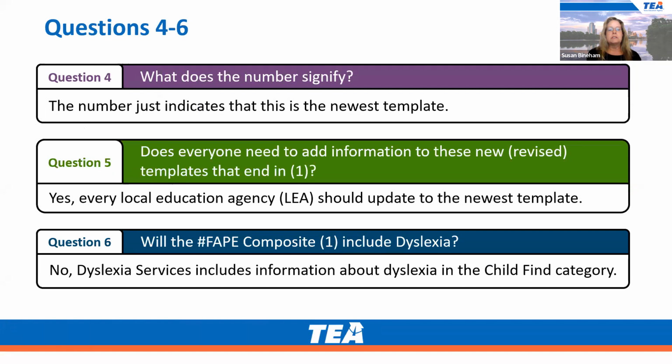What does the number signify? Well, there were all these new templates with new numbers, and we'll go over some of that in a minute. The number just indicates that this is the newest template. Does everyone need to add information to these new revised templates that end in 1? When we showed you the naming conventions, yes, every LEA should update to the newest template. So if it has that 1 after it, that's how we were indicating the newest template, because we had to change naming conventions so it's not the exact same name as the old one.